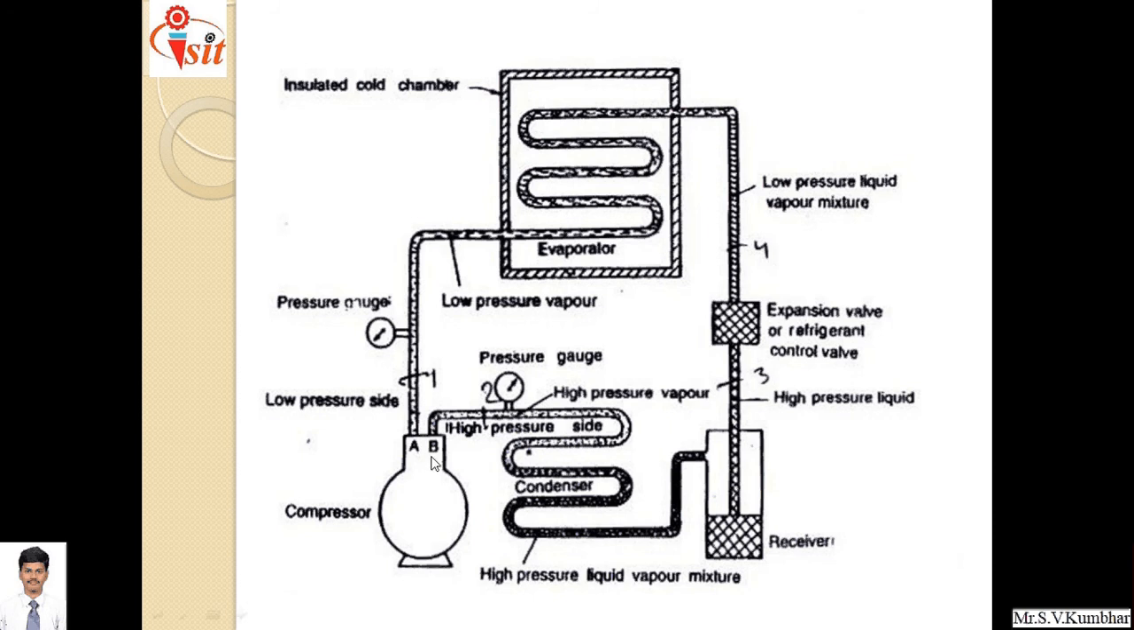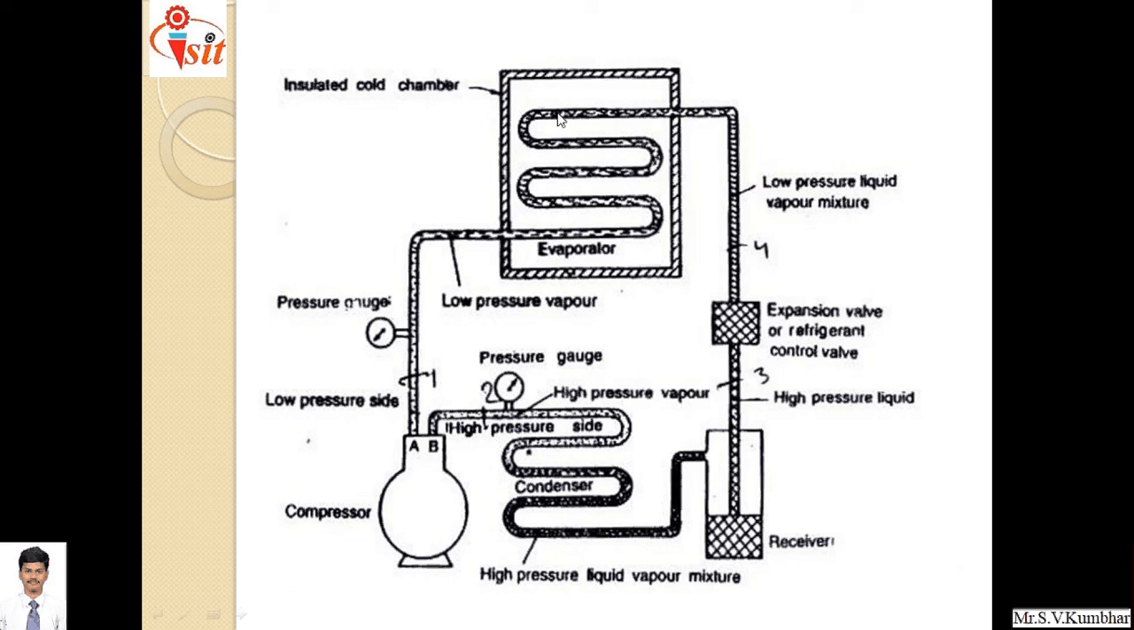This high pressure, high temperature vapor of refrigerant then flows through the condenser, where heat is rejected to the cooling medium, either air or water. As its boiling point is low, it is converted into a high pressure liquid-vapor mixture. This mixture is temporarily stored, and then it is sent to the expansion valve, where its pressure drops considerably. After flowing through the expansion valve, it is converted into low pressure, low temperature liquid refrigerant.